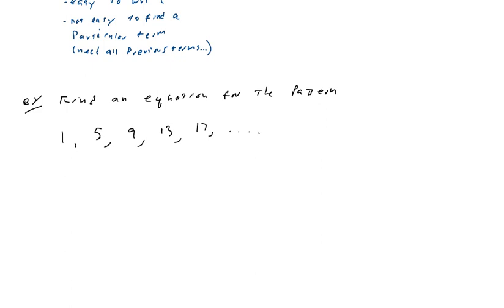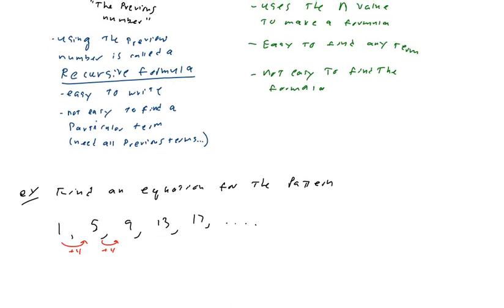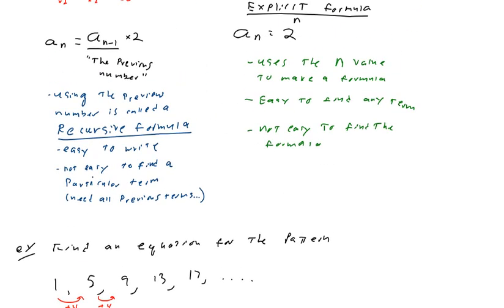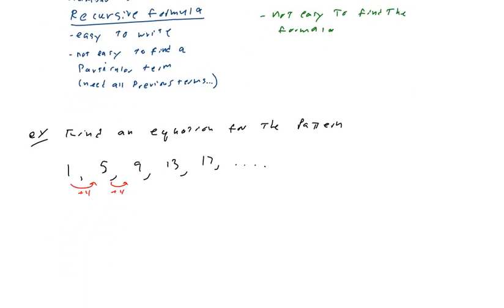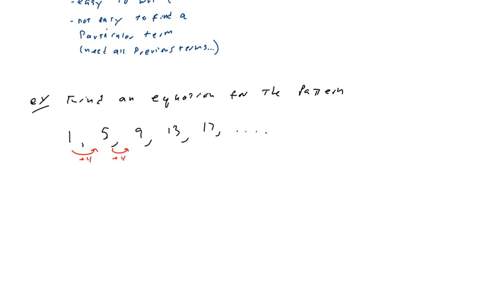What am I doing in this pattern? Someone tell me what's happening in the pattern. Adding 4. Very good. Adding 4 each time. Plus 4 here, plus 4 here. Easy. So what equation can I write? Either an explicit formula or a recursive formula to describe this pattern.